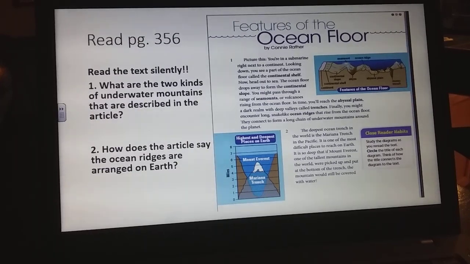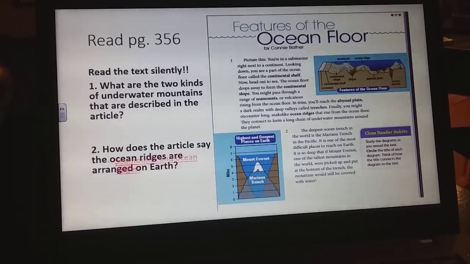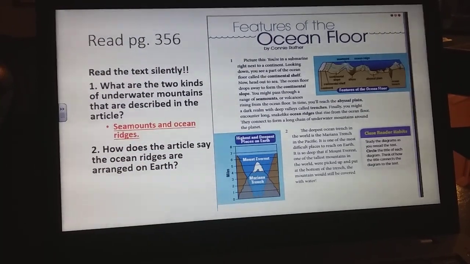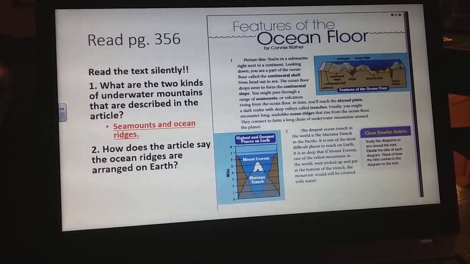First, it says, what are the two kinds of underwater mountains that are described in the article? Well, here I know the two types are seamounts, which here, when it says you might pass through a range of seamounts or volcanoes rising from the ocean floor. So seamounts is one type. And then it talks about your ocean ridges. When it says, finally, you might encounter long snake-like ocean ridges that rise from the ocean floor. And I know that mountains rise up. So, seamounts and ocean ridges.